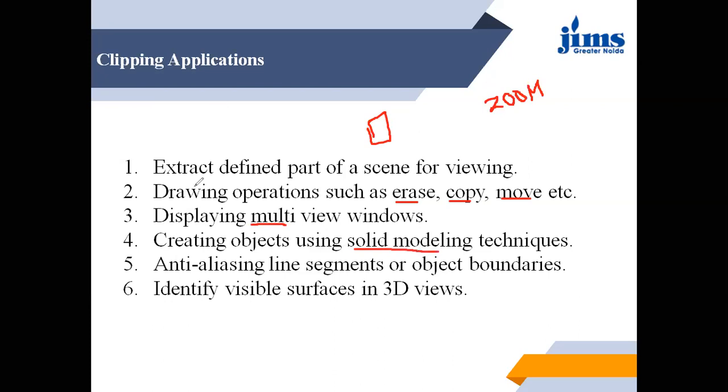Clipping is also used in anti-aliasing line segment or object boundaries. We will see this in detail in unit 3. Anti-aliasing and object boundaries. And last but not the least, to identify visible surfaces in 3D.